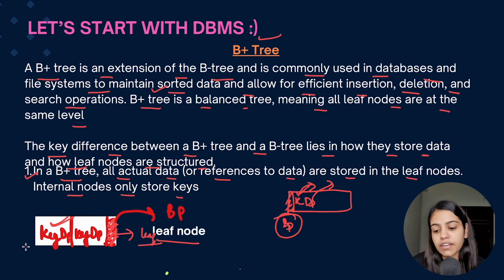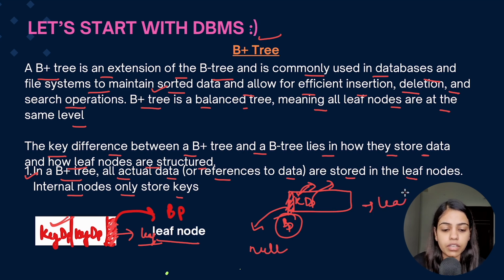So in B tree what used to happen was, there was a key, there was a data pointer, there was a block pointer, and this particular block pointer used to point to null when it was a leaf node. But in B plus tree there is key and data pointer, and then there is only one block pointer per node which points to the next node which is present in this leaf.